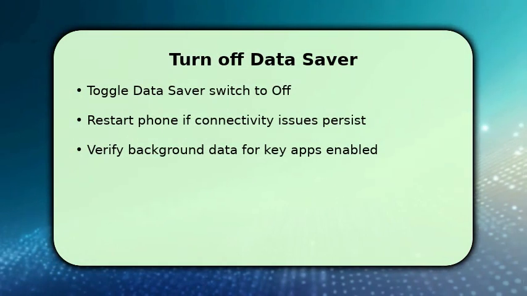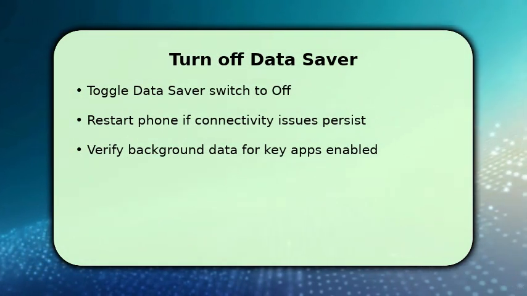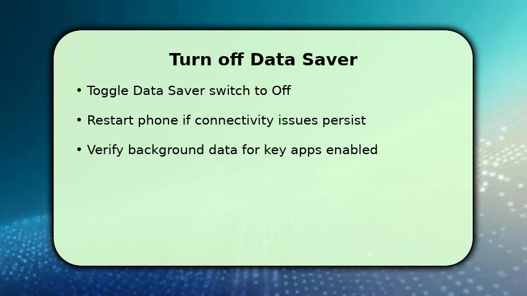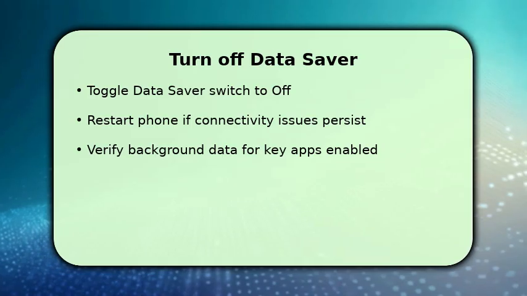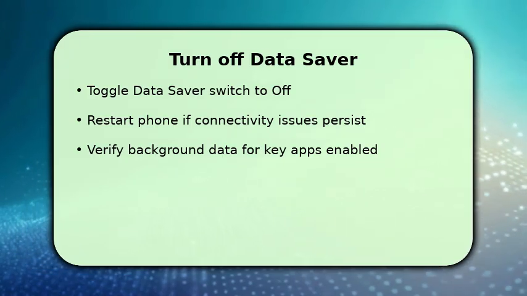Flip the Data Saver toggle to off and wait a moment. The system applies the new policy immediately so apps can use background data again. After switching off, open a few apps that were restricted to confirm they sync normally.